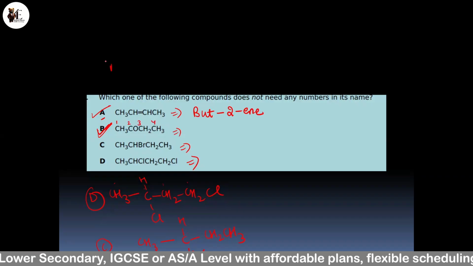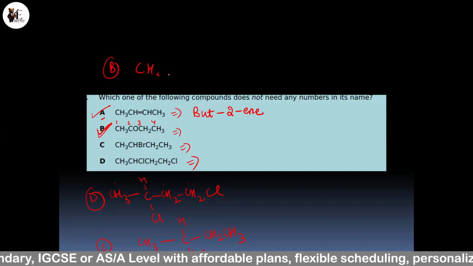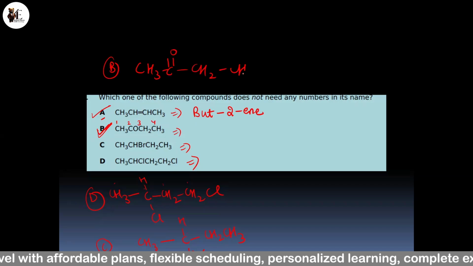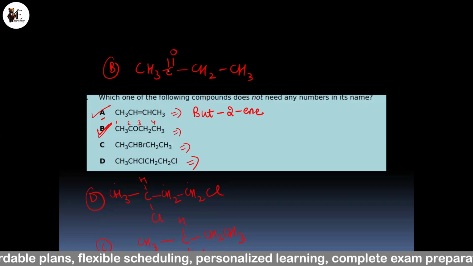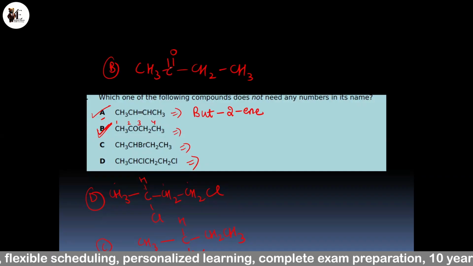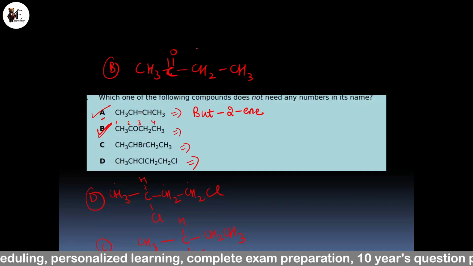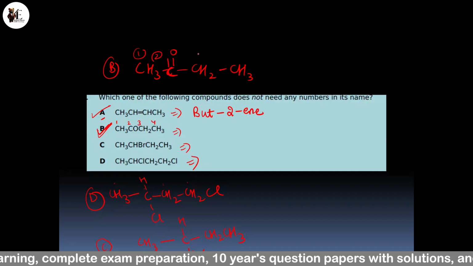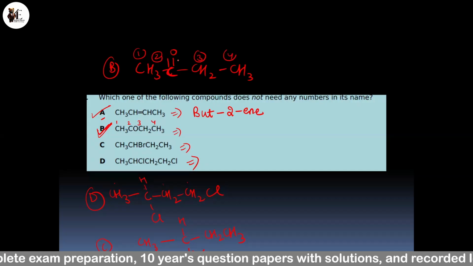Write down the displayed formula of B part. It is CH3, C double bond O, CH2, CH3. Does the counting start from right or left? Left. Yes. 1, 2, 3, 4. So which functional group is this?